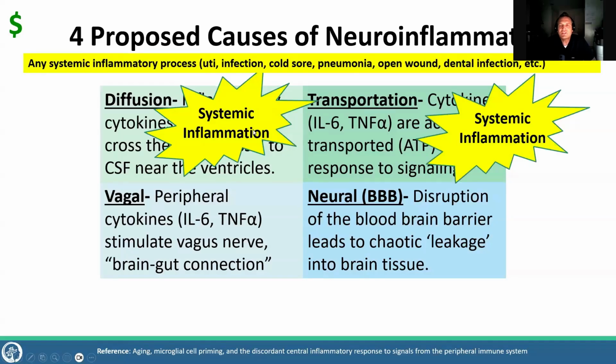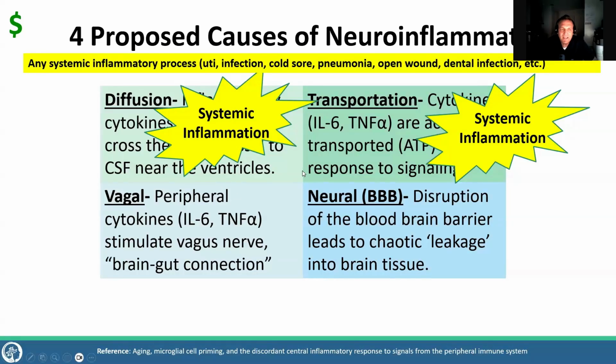Okay, so these two top areas, when diffusion and transportation happen, it's because we have inflammation that's happening systemically in our body. So any systemic inflammatory process, like a urinary tract infection, or a cold sore, or pneumonia, or open wound, or a dental infection, these cytokines get transmitted into the brain through active diffusion or through transportation and cause our brain to become inflamed.